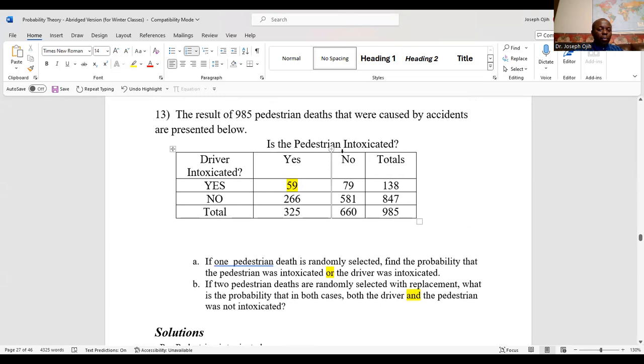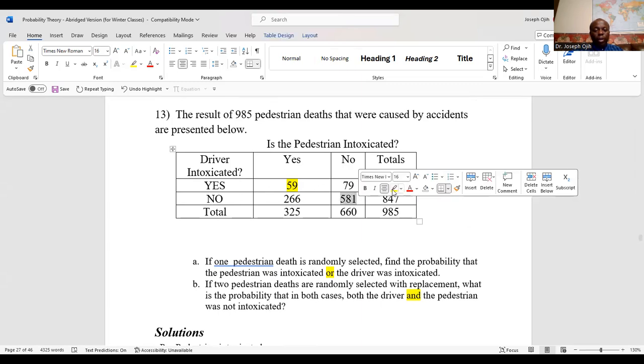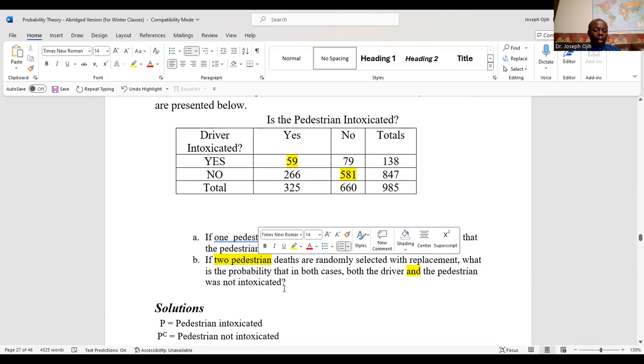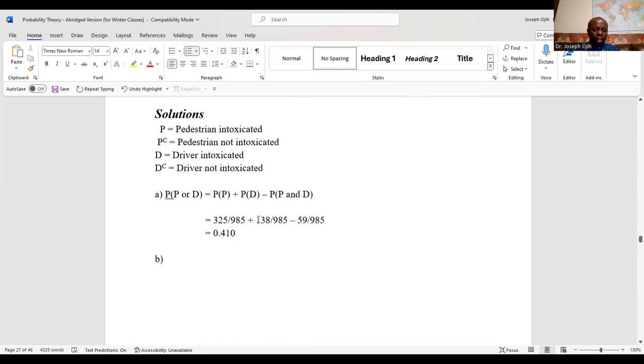Okay, this is the pedestrian was not intoxicated. For the pedestrian, no means they were not intoxicated, and for the driver, no means they are not. So this is the intersection, 581. This means both the pedestrian and the driver were not intoxicated. And this time they selected 2 pedestrians, so that means the probability for both cases is 581, because there are 2 of them.